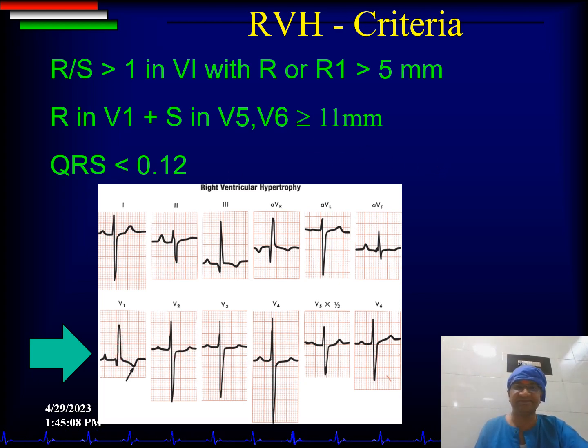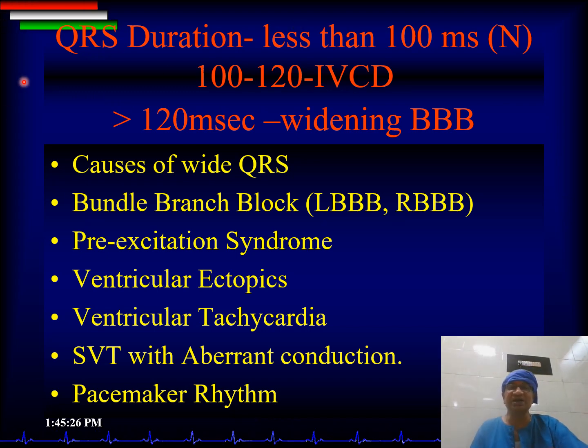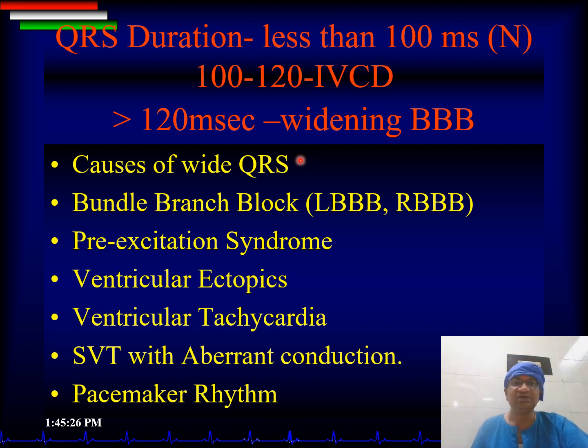R is quite big. So QRS duration is normally 2.5 squares, I told. 40, 40, 20, 100 milliseconds. If it is 100 to 120, it is called IVCD. If it is more than 120, it is called a wide BBB. Causes of wide QRS complex: bundle branch block, LBBB, pre-excitation, ectopic, tachycardia, SVT with aberrant conduction, pacemaker rhythm.